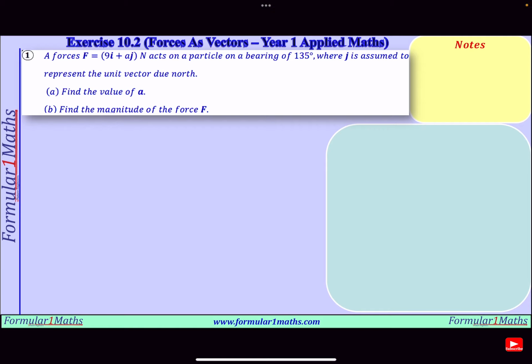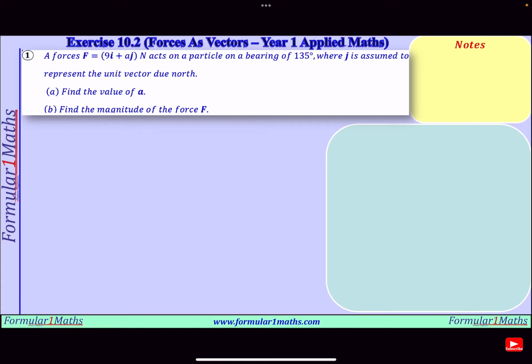Question 1. A force F equal to 9i plus aj newtons acts on a particle on a bearing of 135 degrees, where j is assumed to represent the unit vector due north. A. Find the value of a. B. Find the magnitude of the force F.